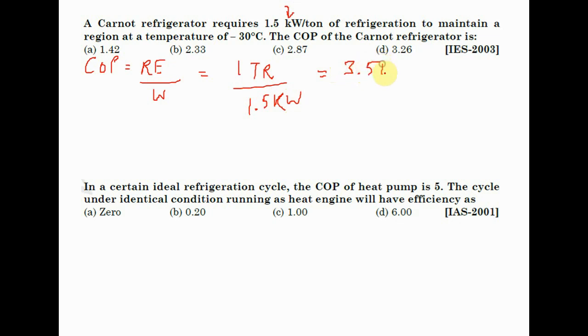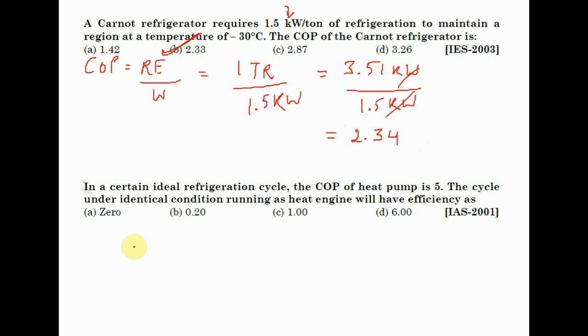So you can directly substitute: 1 TR is equal to 3.51 kilowatts, whole upon, again, 1.5 kilowatts. Kilowatt gets cancelled. If you solve this value, it will come out to be 2.34, which is very near to 2.33. Hence the answer is option B, 2.33. I hope this is clear. Let's move on to the next question.